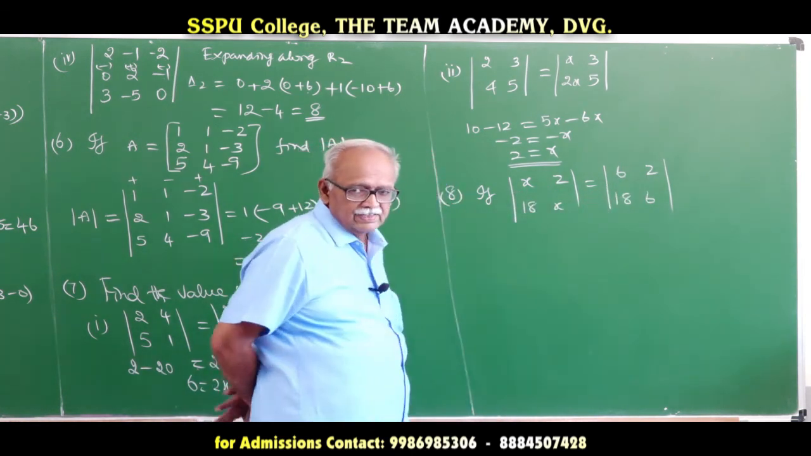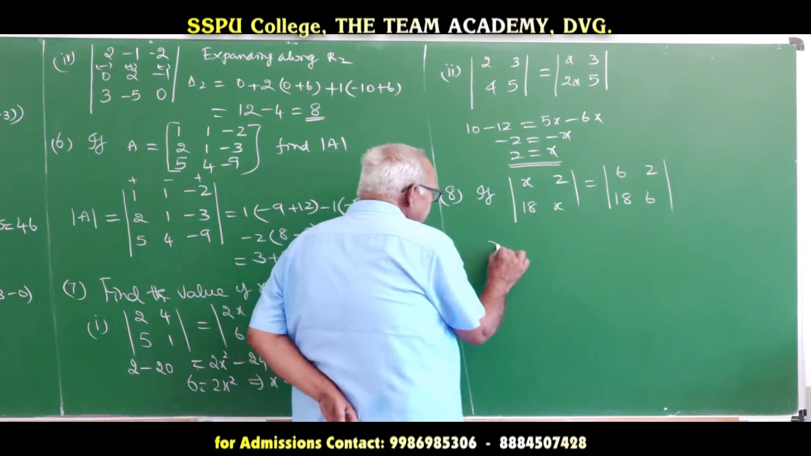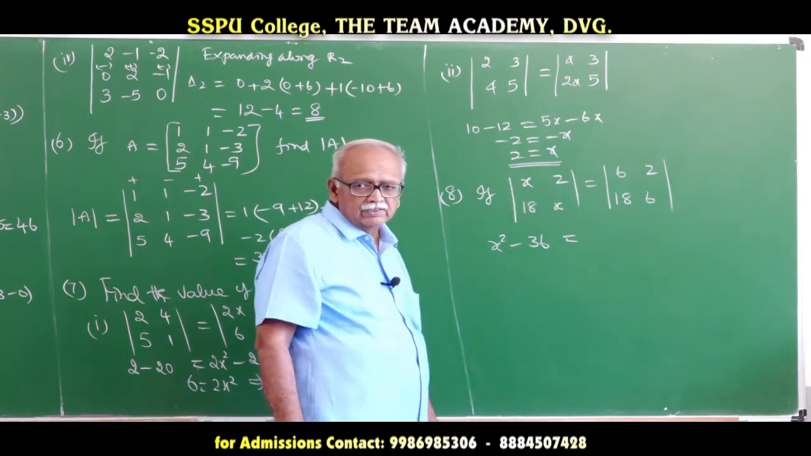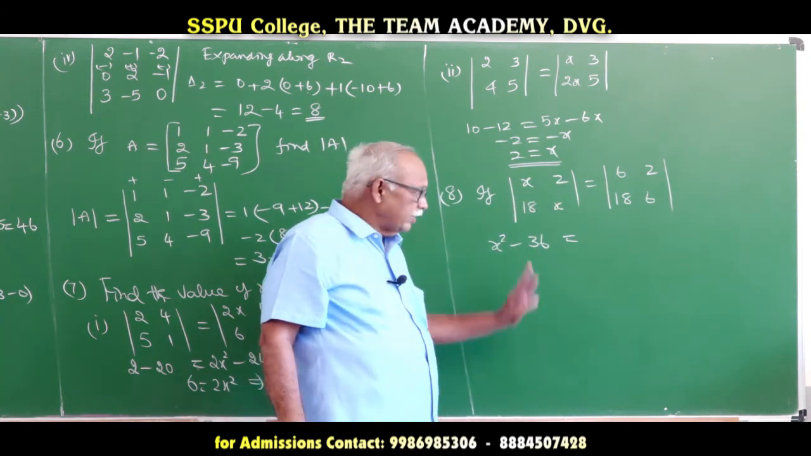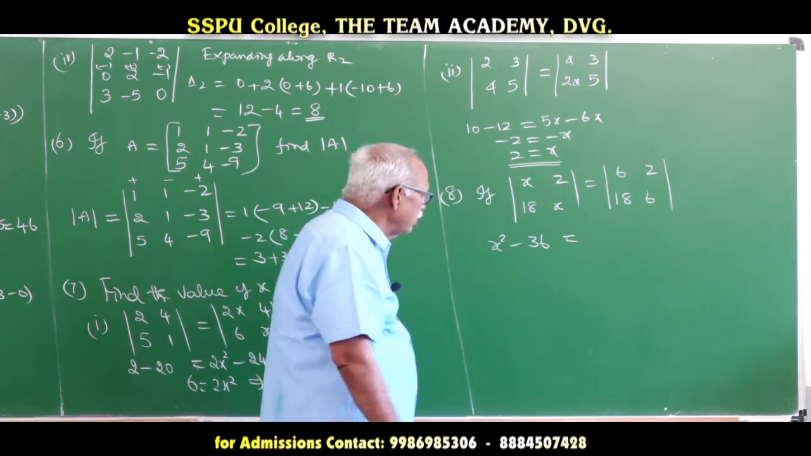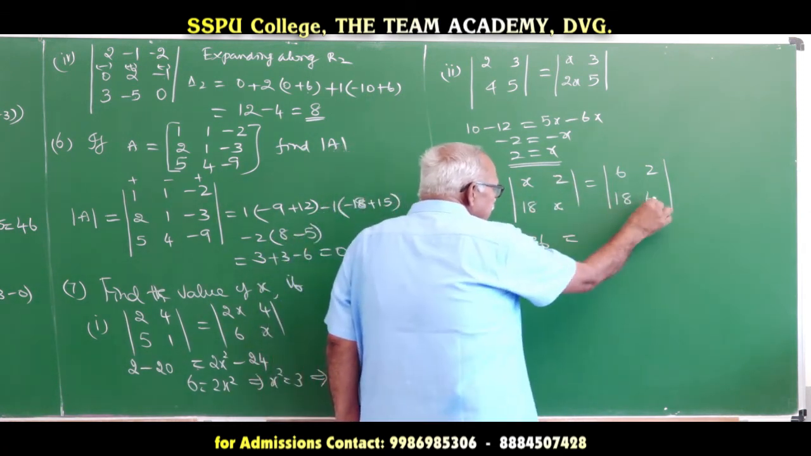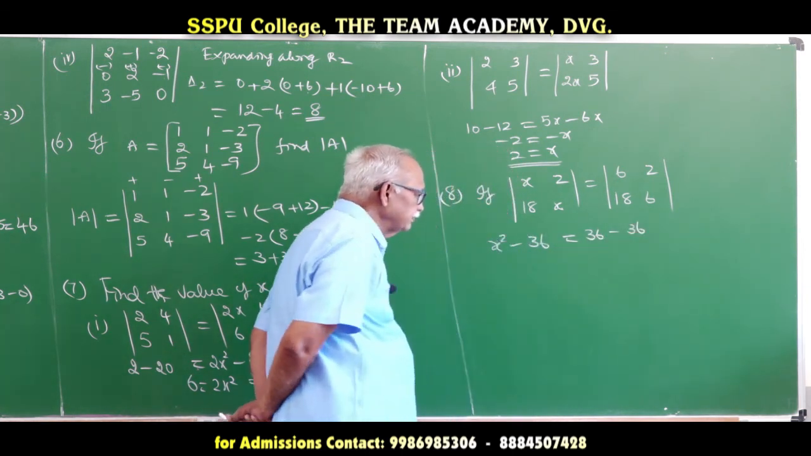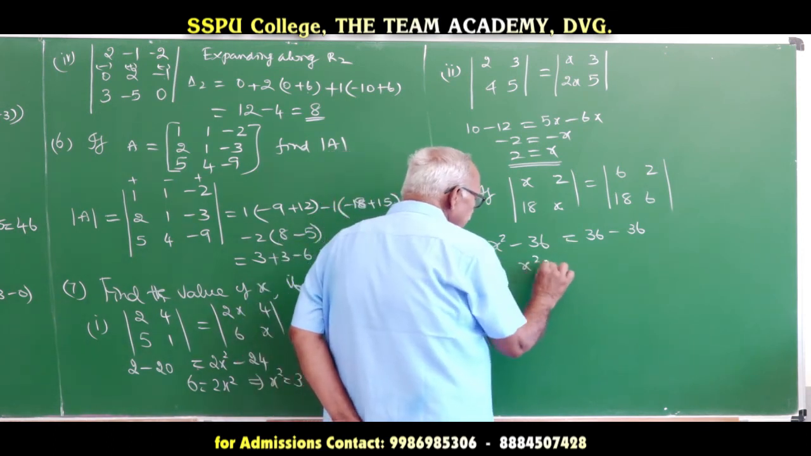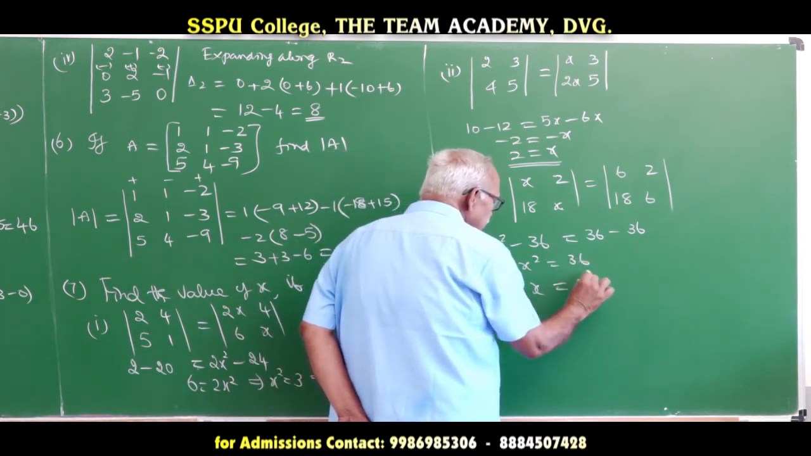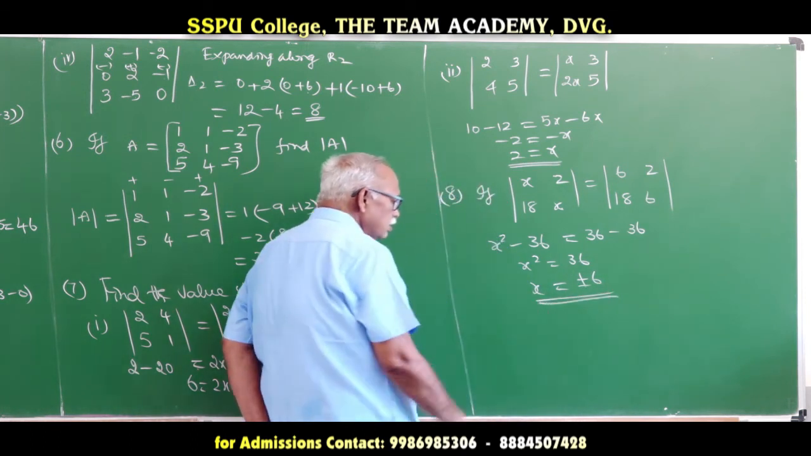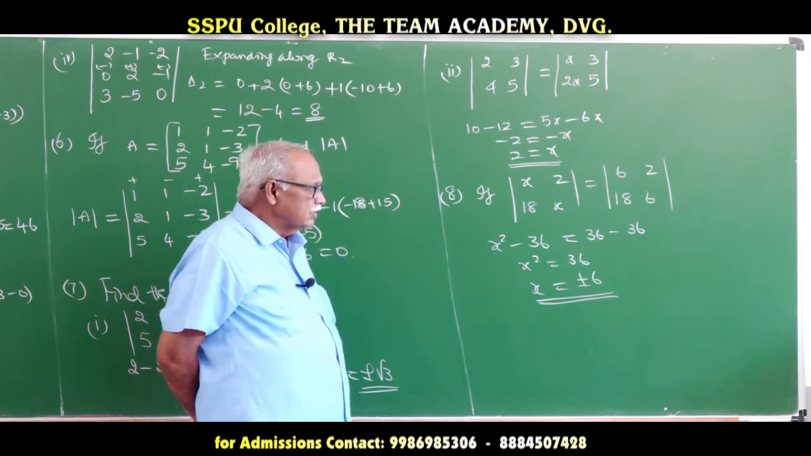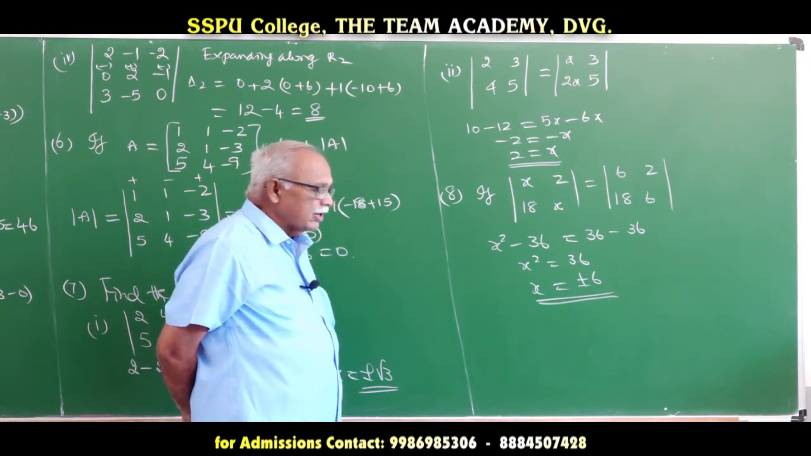Now, I will expand it: x square, multiply x and x, principal diagonal elements, minus the secondary diagonal elements. Here, minus 36, this is 0. So, x square is equal to 36. x is equal to plus 6 or minus 6. So, this is the answer. This completes the first exercise. Next, we will go to the next chapter, which is properties of determinants.